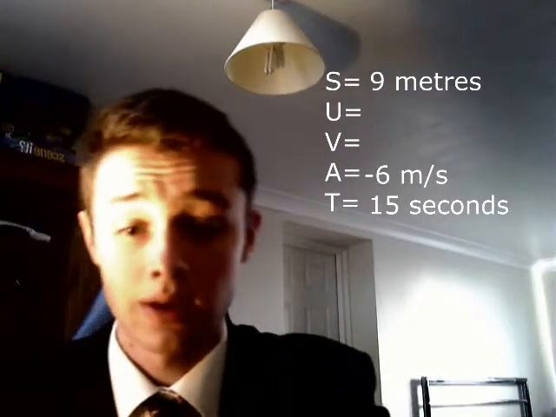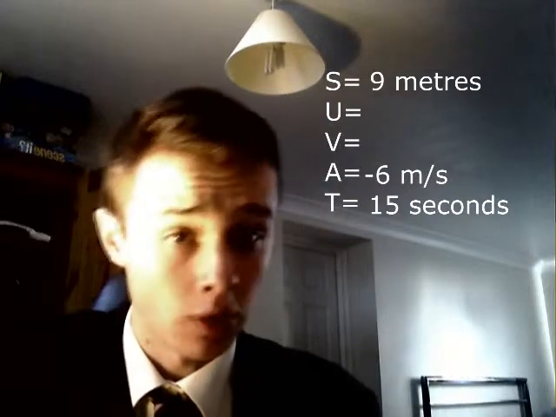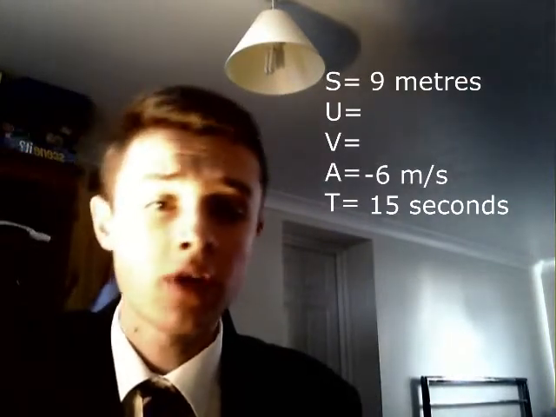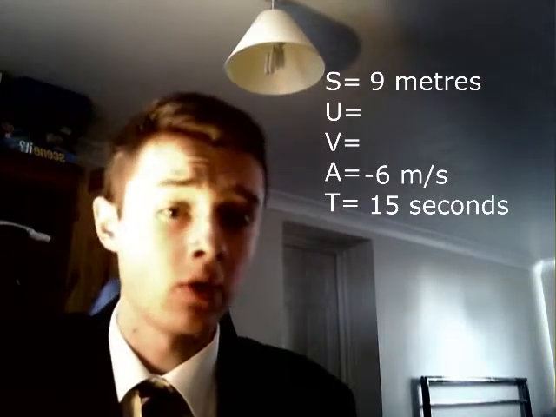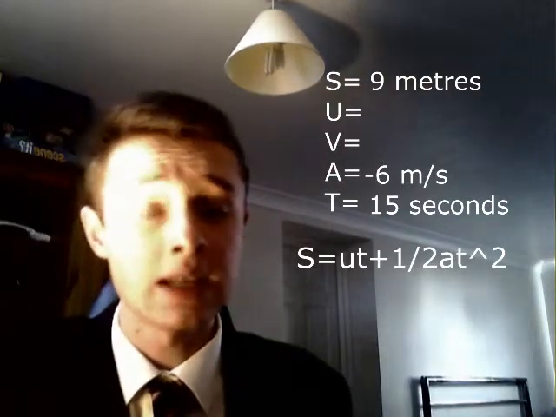Well, let's try and work it out. So, here we're trying to work out the initial velocity, u, and we know s, a, and t. So what equation can we use to determine the answer? We can't use an equation with v as we're unsure of that quantity, so we should rearrange s is equal to ut plus 1/2 at squared.